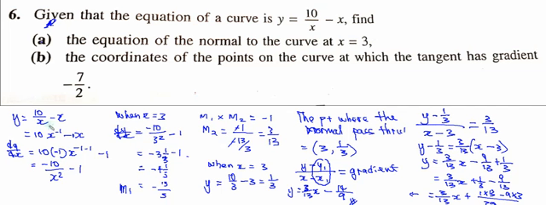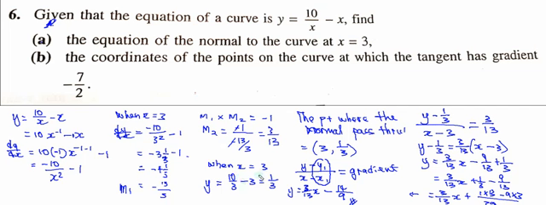Okay, dy/dx is minus 10 over (x minus 1) squared, x minus 2. That's fine. When x equals 3, dy/dx is minus 10 over (3 minus 1) squared. So this is minus 10 over 4, which is minus 5 over 2, converting into an improper fraction. That's m1. m2 will be minus 1 over minus 5 over 2, so it becomes 2 over 5. Cancel off the negative. Okay.